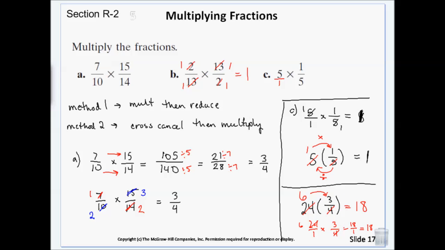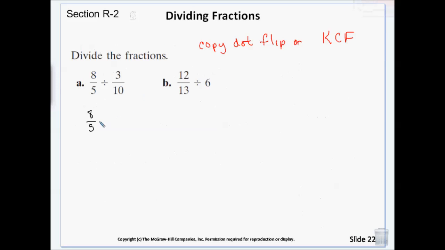So pick, darn it. So 8/5 divided by 3/10 is going to be the same as 8/5 times 10/3. And I'm going to cross cancel on these just for sparing time. So I have 8 times 2, that's 16 over 3. Now the reciprocal of a whole number is 1 over that number. So this will be 12/13 times 1 over 6.